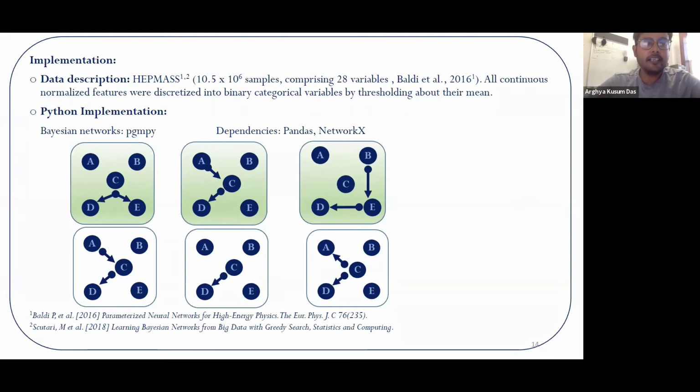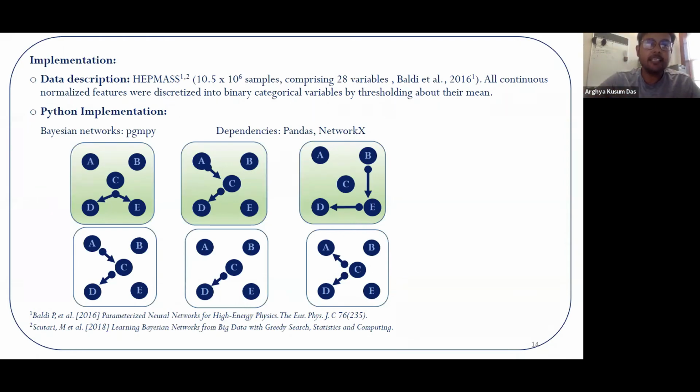So regarding the implementation, as Radha told, that hill climbing method, what we have done is, first of all, we have used the HEPMASS dataset, which is publicly available, and it has almost 10.5 million samples. It comprises 28 variables, all continuous normalized variables, but we have discretized it into binary categorical variables by thresholding about their mean. And then on these 10.5 million records, we did all our Bayesian network structure learning implementation.